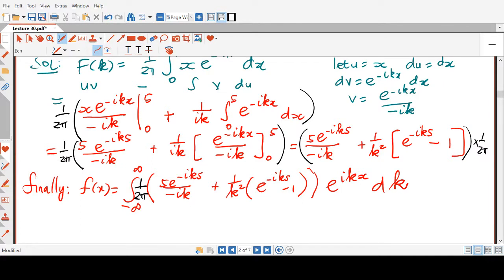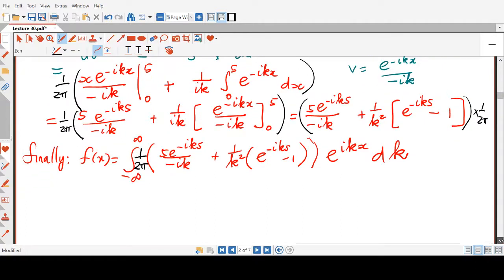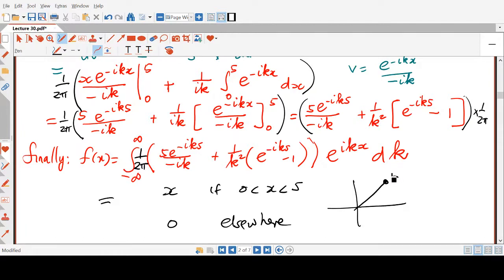Well, we actually won't need to actually integrate this. If you integrate this, by the way, we know the answer. The answer is going to be x if x is between 0 and 5. It's going to be 0 everywhere else. Remember, it's like this. That's 5 there. y equals x. So at the point 5 itself, when x is 5, what will be the value of the integral? Halfway. It will be 5 over 2.